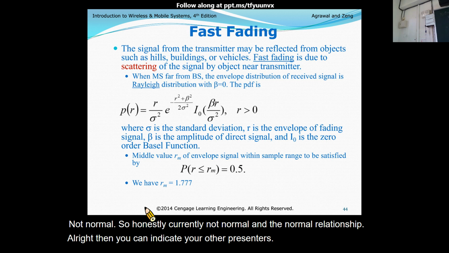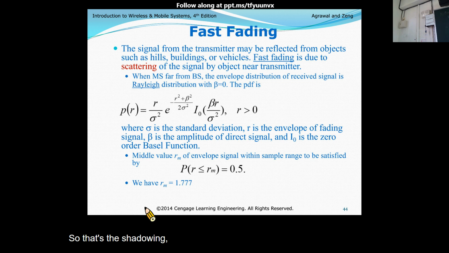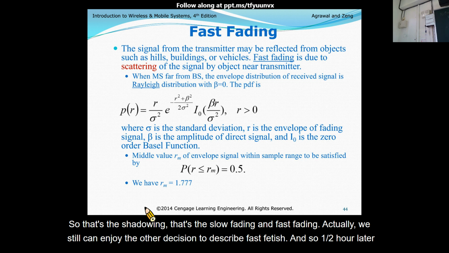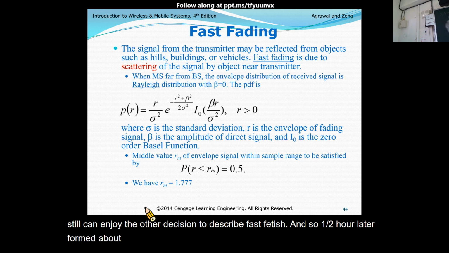Well, so that's the shadowing, that's the slow fading. And fast fading, actually, we can still employ another distribution to describe it. We will have a later formula, but even more complicated. But let's check how to have fast fading.